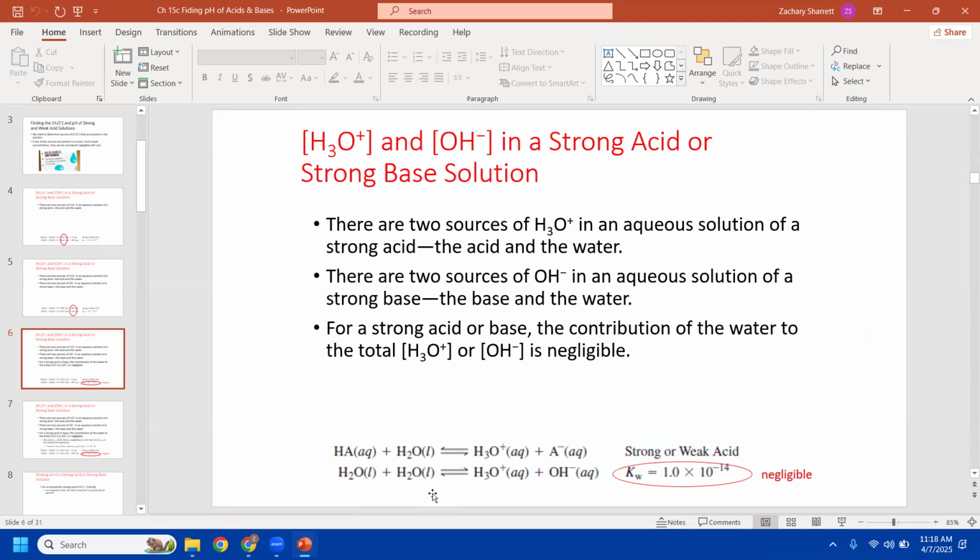And technically, there's a little bit of OH- or H+ produced from water dissociating. But if something makes a huge amount of H+ and water makes a couple, one-millionth the amount, do you have to add that one-millionth? Will that affect the pH? No, it will not. So in these cases, that's what all these slides are.